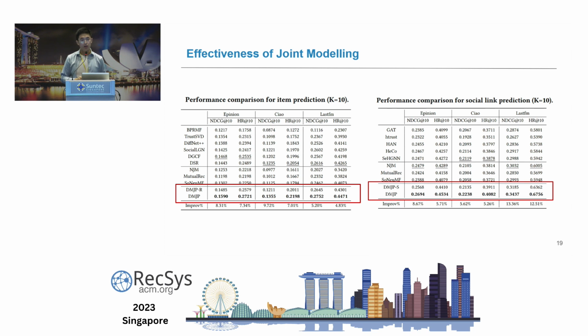Basically, for item prediction, we do not optimize the social link prediction. So we remove that loss from the objective function, and for social link prediction, vice versa. And the result also shows the benefits of jointly modeling those two behaviors.